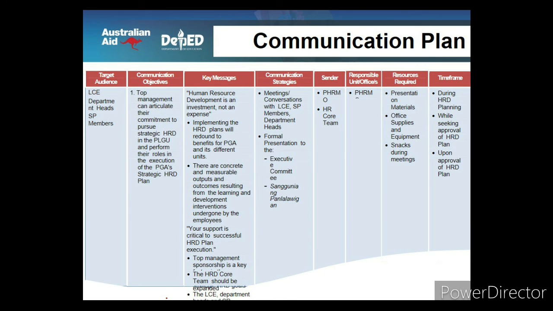A part also of step 8, developing the communication and advocacy plan, is the communication plan. In the communication plan, there are 8 columns: first is the target audience, then the communication objectives, the key messages, the communication strategies, the sender, responsible unit or office, resource required, and the time frame.